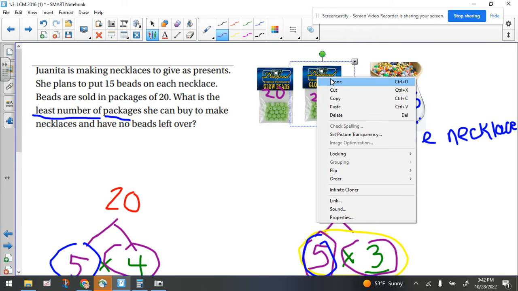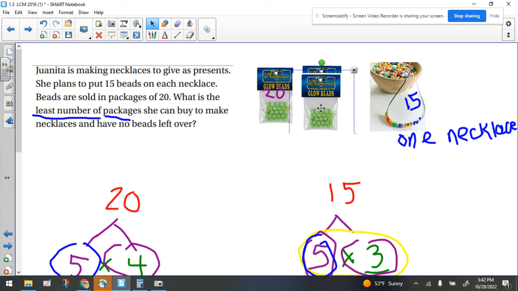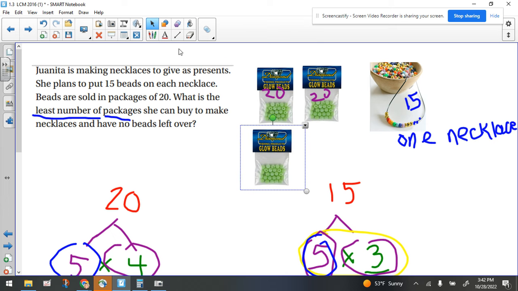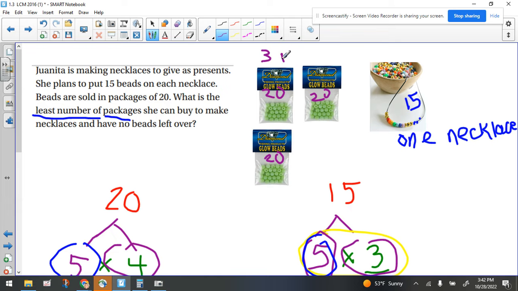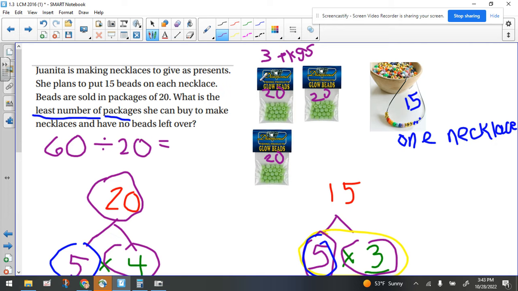What if we clone it again? What does that make? Do we have the 60? Is this 60 altogether? It is, right? So how many packages are there? 3 packages. Now, if we didn't have the nice pretty picture to look at, how would we get that number of 3 packages? Well, we had the LCM of 60, and we know that they come 20 in a pack. We would do 60 divided by 20, and that would give us 3 packages.